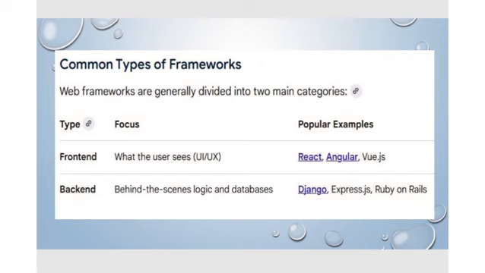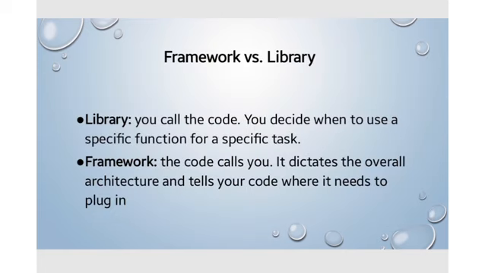Now we can discuss a real-life example. When users log in to a website, the front end collects the username and password. The backend framework receives the data. It checks the database. It verifies authentication. It returns the response to the user. This entire process is handled by backend frameworks. Now we can move on to the next slide.